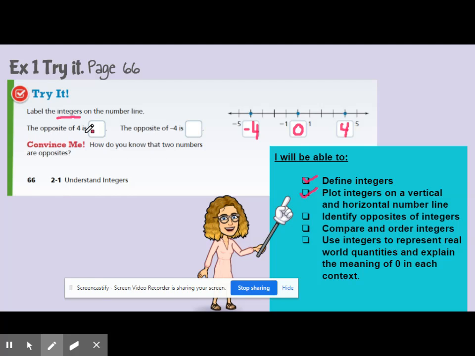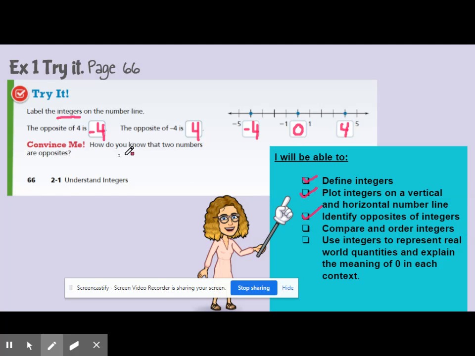Opposites. Well, the opposite of 4, it's going to have the same number, and if one's positive, the other's negative. So the opposite of 4 is negative 4. The opposite of negative 4 is a positive 4. Look right there. I defined integers, I plotted integers, and I identified opposites.